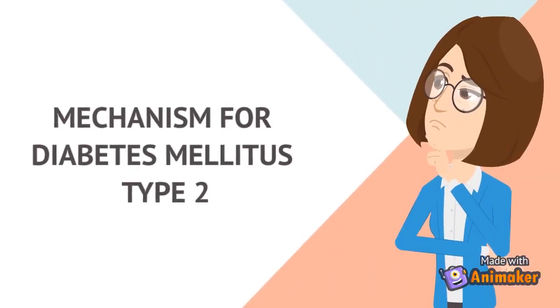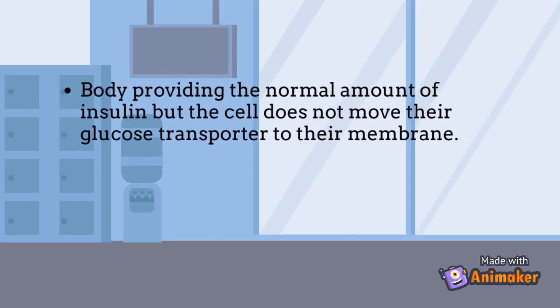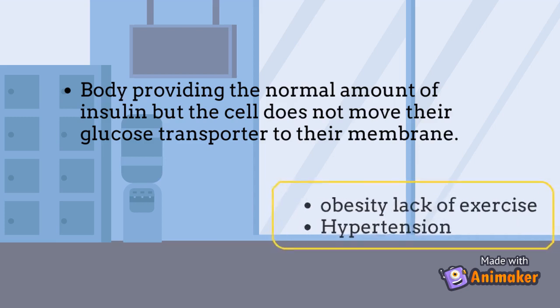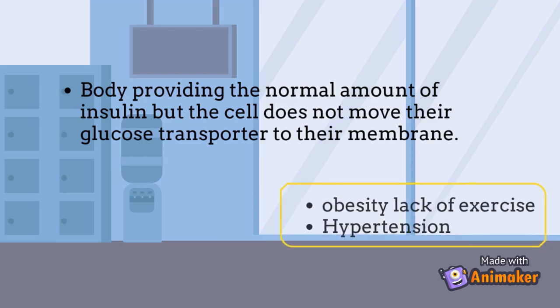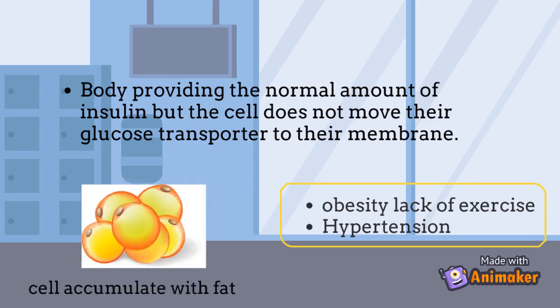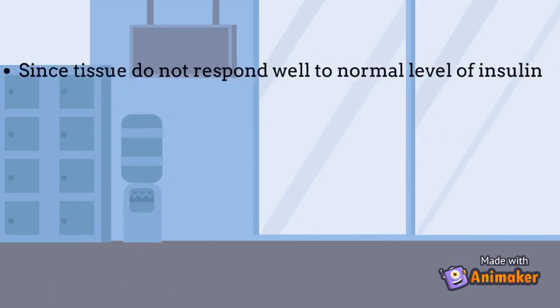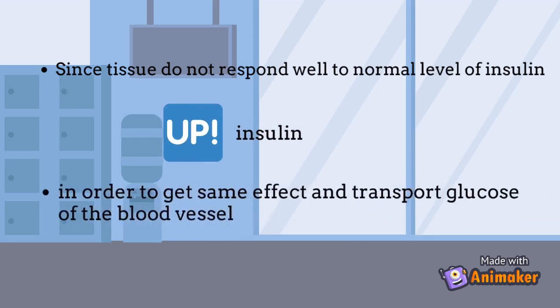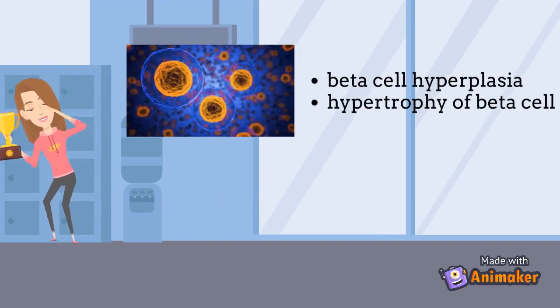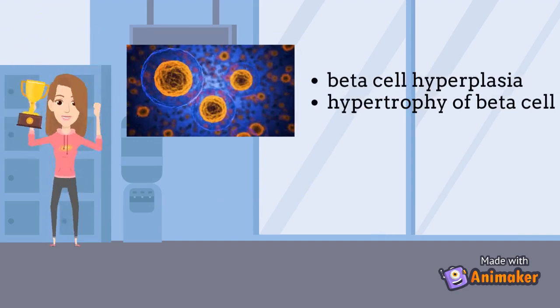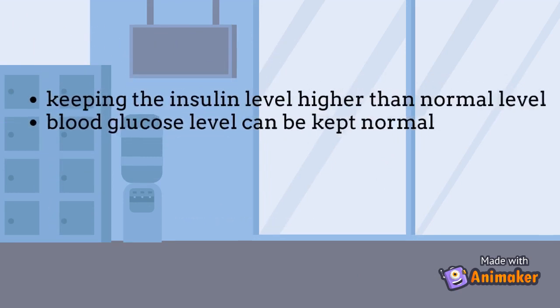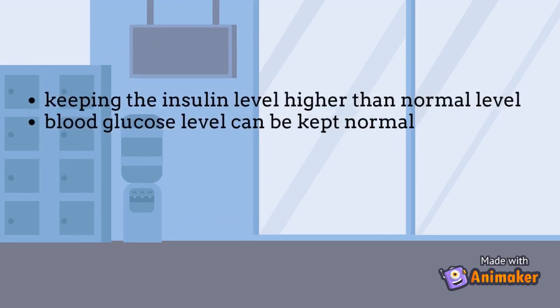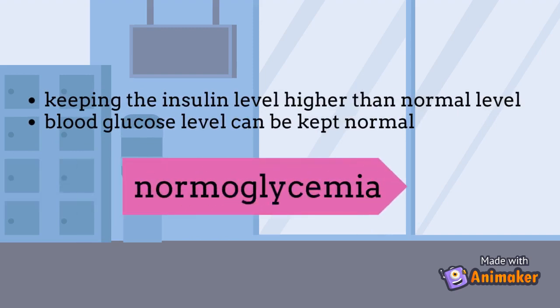Mechanism for diabetes mellitus type 2. The body is providing the normal amount of insulin, but the cells do not move their glucose transporter to their membrane. This is because of insulin resistance that comes from obesity, lack of exercise, and hypertension. The cells have become filled up with fat deposit. Since the tissues do not respond well to normal levels of insulin, the body ends up producing more insulin in order to get the same effect and transport glucose out of the blood vessel. This can be achieved by beta cell hyperplasia and hypertrophy in order to pump more insulin. By keeping the insulin level higher than normal, blood glucose level can be kept normal, and this is called normoglycemia.